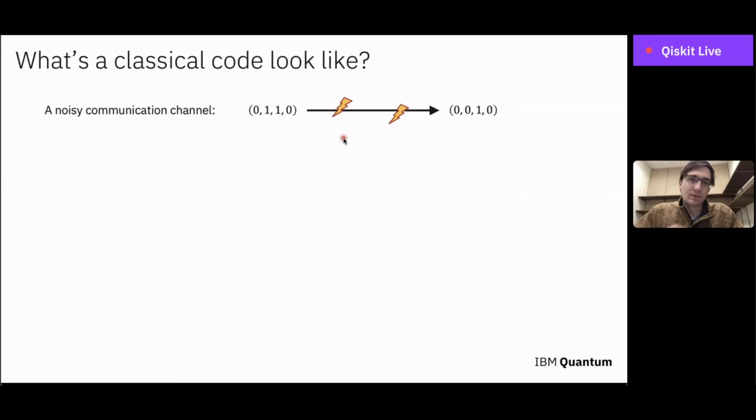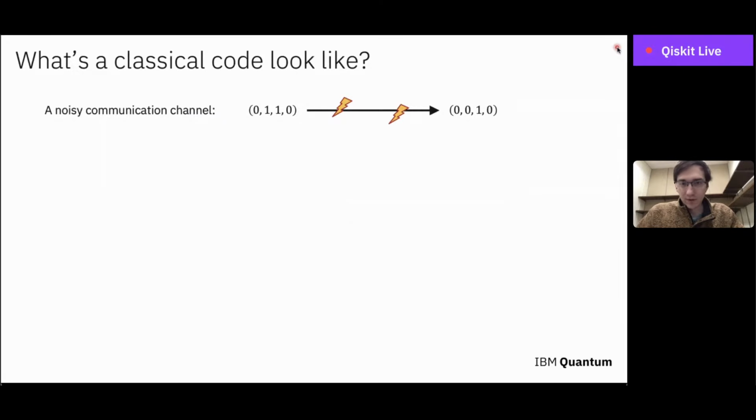So this talk is going to be focusing on quantum error correction, but what actually does classical error correction look like? So we can take some inspiration from that. In the classical case, maybe Alice wants to send Bob some bit string. So here 0, 1, 1, 0, but there's some noise in between. There's a noisy communication channel, and when Bob gets it, the message is corrupted.